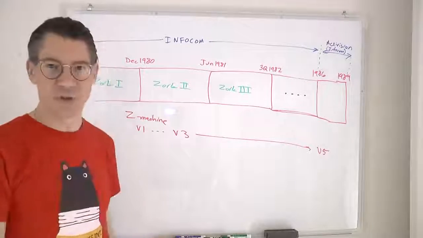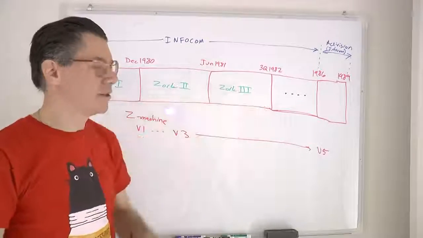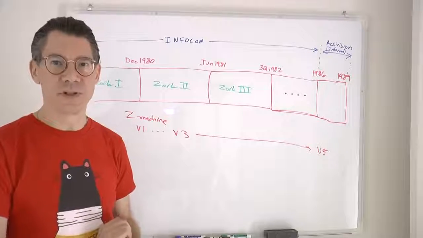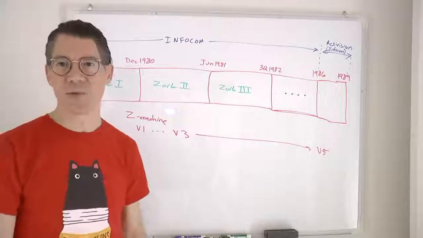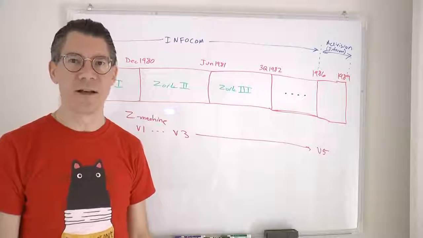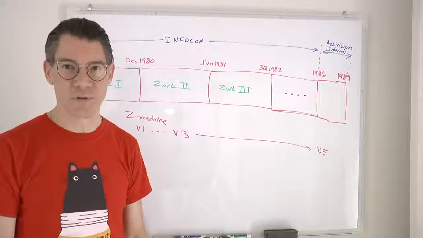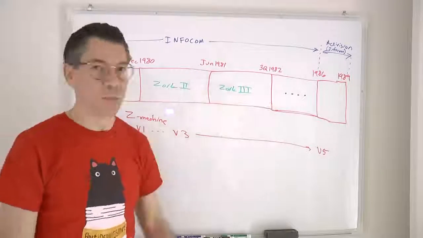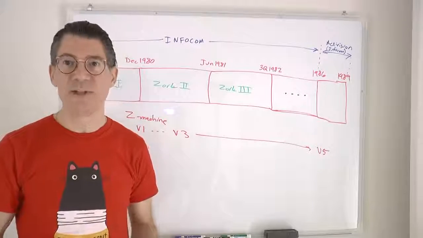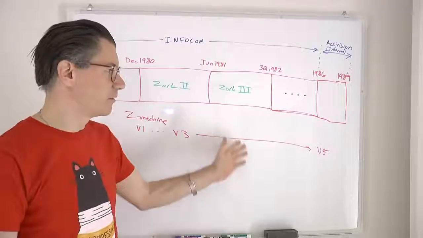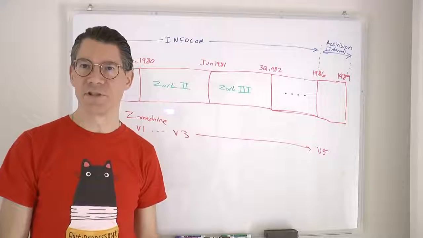So for the Z machine itself, it went through several versions. It started with version 1 and it ended up by the end of Zork 3 with version 3. So all these three games were essentially written in the Z machine version 3. As they wrote more games, they needed more capabilities, so they added more instructions, so they went to version 4 and then finally to version 5.